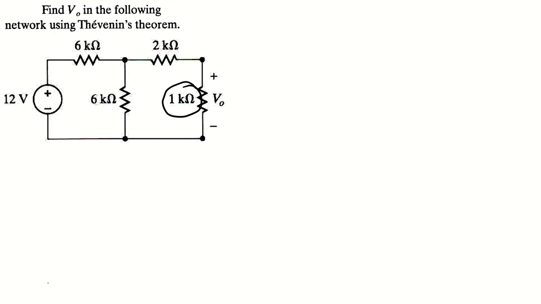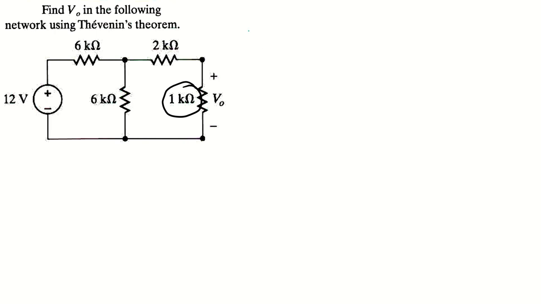So the Thevenin theorem constitutes of two things. We need to calculate the open circuit voltage and the Thevenin resistance. Once we have that, we can use that to compute the Thevenin equivalent circuit to get our desired output. So let's do that.